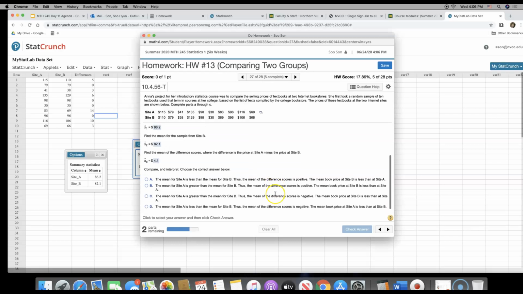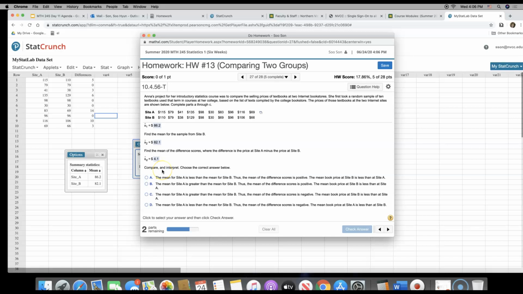All right. Let's see. Compare and interpret. Choose the correct answer below. The mean for site A is less than. That's not true. The mean was higher. $86 is higher than 82. So I'm looking for something that says the mean of site A is greater than the mean of site B. Okay. Thus, the mean of the difference score is positive. Yes, because we subtracted it as site A minus site B. If you subtract big thing minus small thing, the difference will come out to be positive. The mean book price at site B is less than at site A. I like that one. Okay.